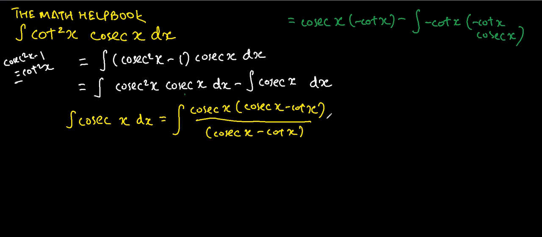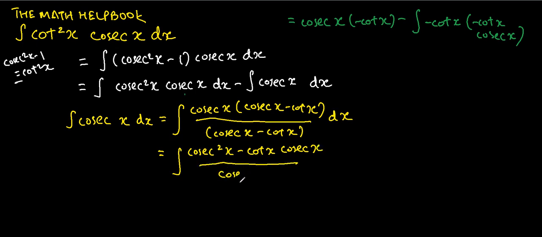So it's basically just make it like a fraction itself by multiplying the numerator and the denominator by cosecant x minus cotangent x, and then expand the numerator out, and that will be the cosecant square x minus the cotangent x cosecant x over just basically the cosecant x minus cotangent x dx.